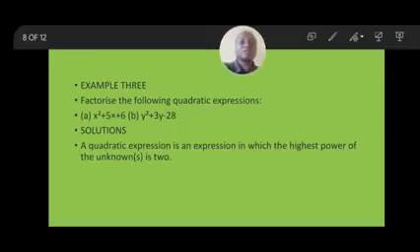Okay, example 3. Factorize the following quadratic expressions. We have a, x squared plus 5x plus 6, b, y squared plus 3y minus 28. Solutions. First of all, let's see what a quadratic expression is. A quadratic expression is an expression in which the highest power of the unknown is 2.